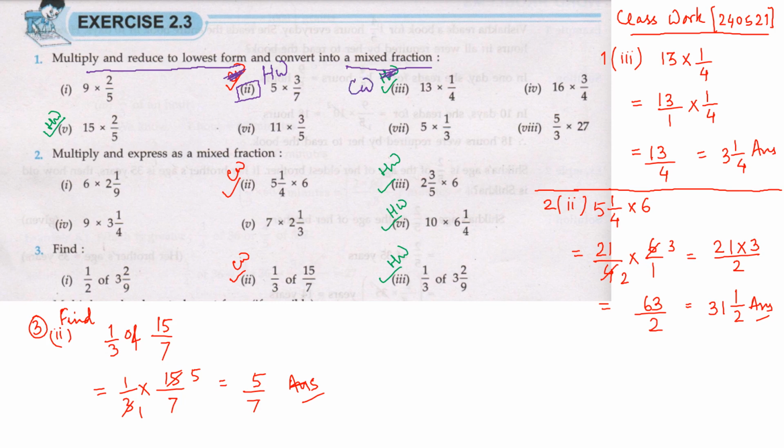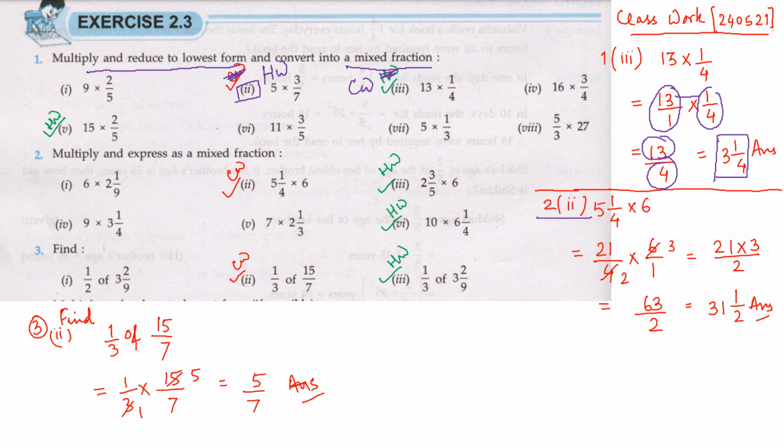Not a problem. So third one, you see 13 into 1 by 4. So 13 will be written as 13 by 1 into 1 by 4. 13 ones are 13. 4 ones are 4. When you will write it in mixed fraction, it will be 3 whole 1 by 4.